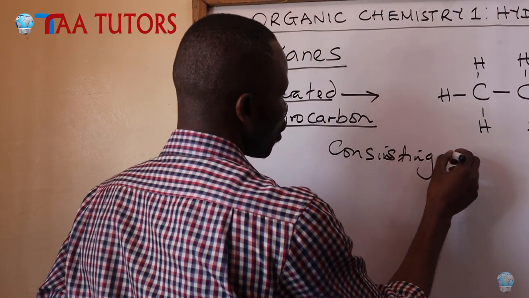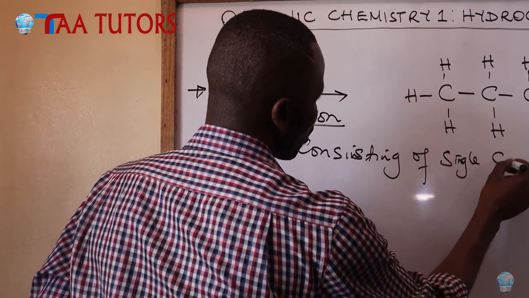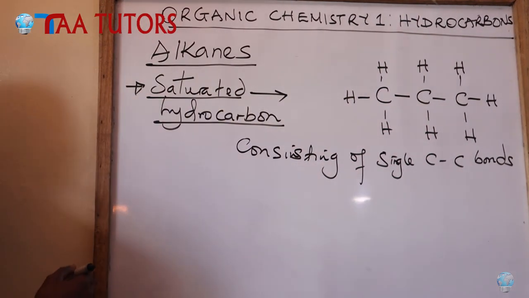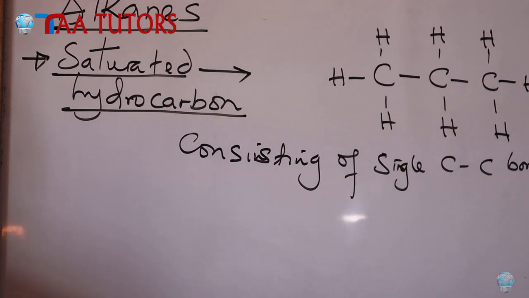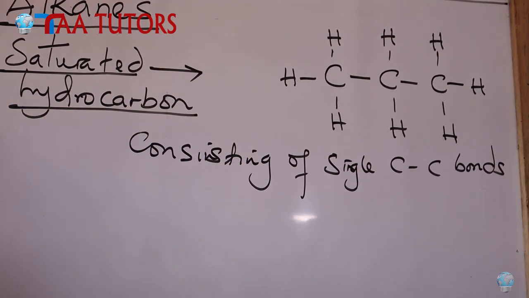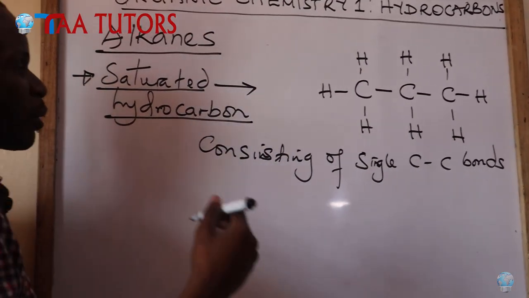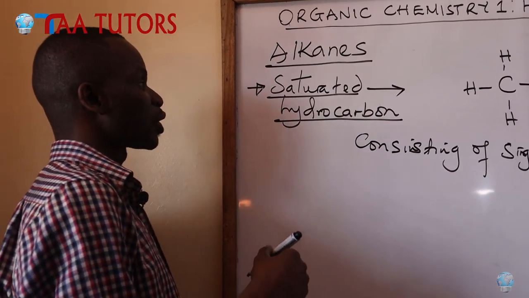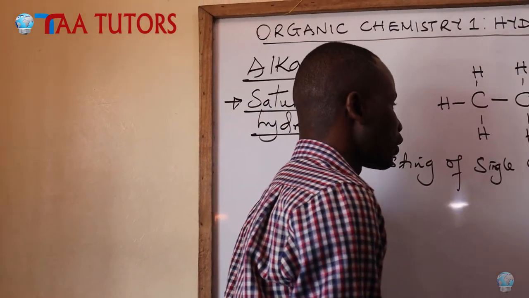consisting of single carbon-carbon bonds. The opposite of saturated is unsaturated. So something that is unsaturated will actually be the other families, which are alkenes and alkynes. Something that is unsaturated consists of double carbon-carbon bonds or triple carbon-carbon bonds. So when you are asked what saturated is, don't try to explain many things, like that all the bonds are used up. That is now giving much more detail.